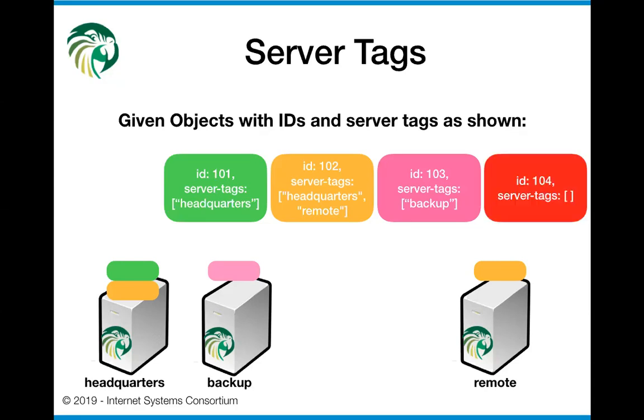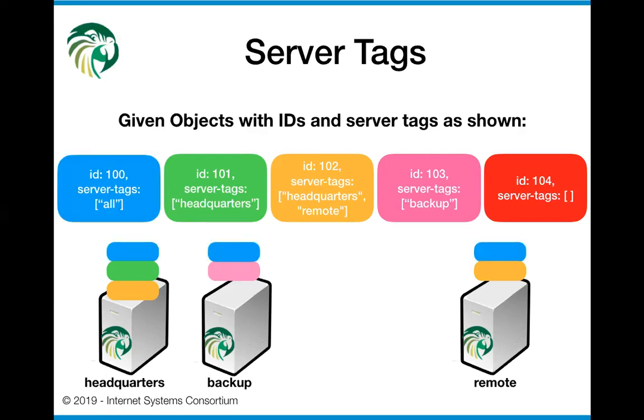Then we have an ID of 104, and it has a null server tag. It has no tags listed. In that case, it actually is not going to be deployed to any config backend servers. This allows us to put information into our database, but not have it necessarily associated with a server until we're ready to turn it on, or maybe it's just for historical purposes.